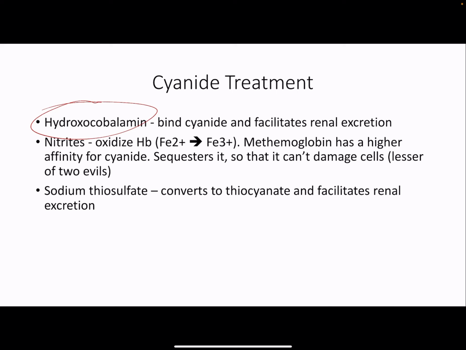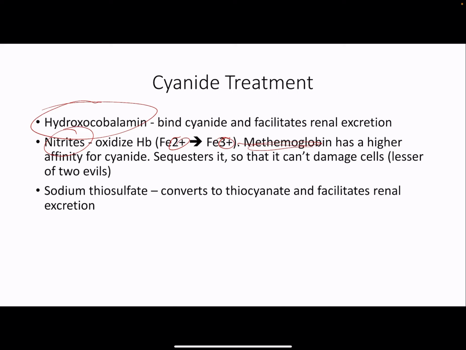Hydroxycobalamin. This can bind cyanide, and you can pee it out more easily. Nitrates. These will oxidize the hemoglobin from the 2+ state to the 3+ state. This is methemoglobinemia. How is that helpful? Well, remember, methemoglobinemia, one weird point of it is that it actually has a higher affinity for cyanide. I guess that kind of makes sense, right? If we're making it from a 2+ to a 3+, it's going to be even more attracted to negative things.